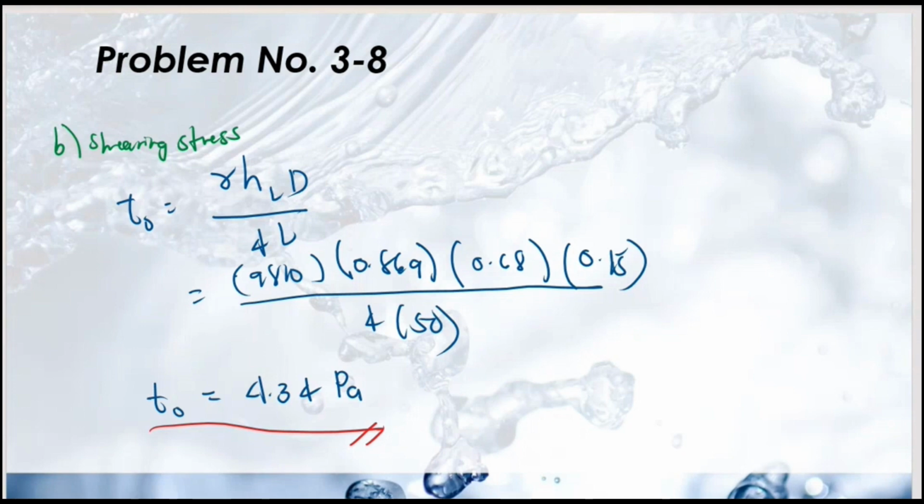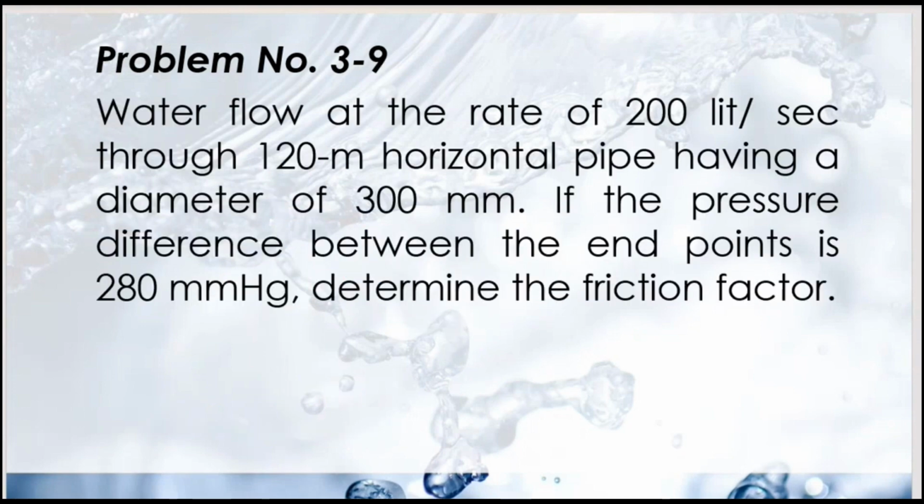Okay? So now we have the second problem. Here in the second problem, it reads that water flows at the rate of 200 liters per second through a 120 meter horizontal pipe having a diameter of 300 millimeter. If the pressure difference between endpoints is 200 millimeters of mercury, determine the friction factor. In this case, given are the discharge, the diameter, and the pressure difference. So what we're asked here is to compute the friction factor.